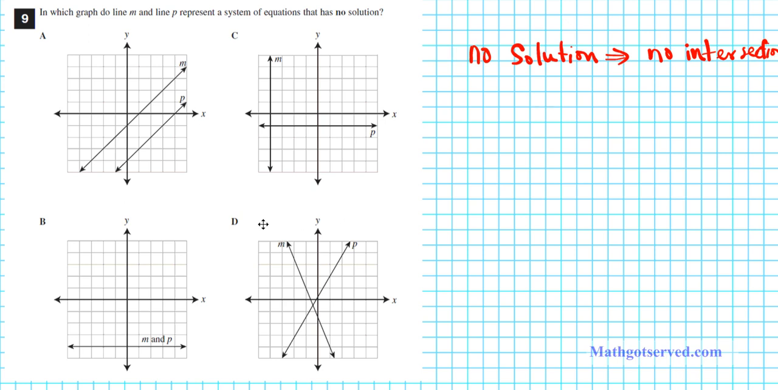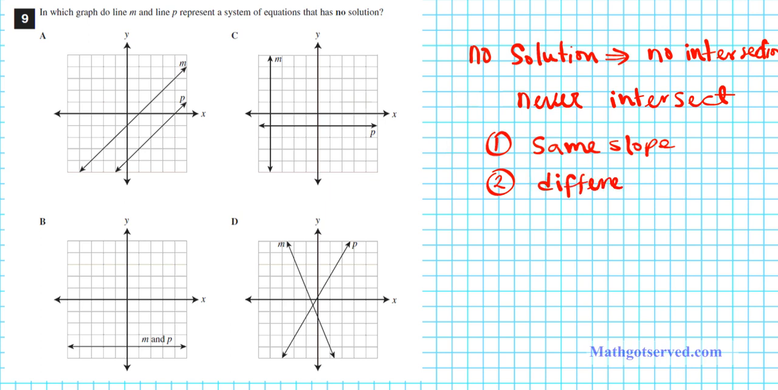Okay, so we are basically looking for two lines that never intersect. So two lines that never intersect basically have two properties. Number one, they have the same slope. And two, they have different intercepts. Different y-intercepts. Okay, now let's take a look at these graphs.